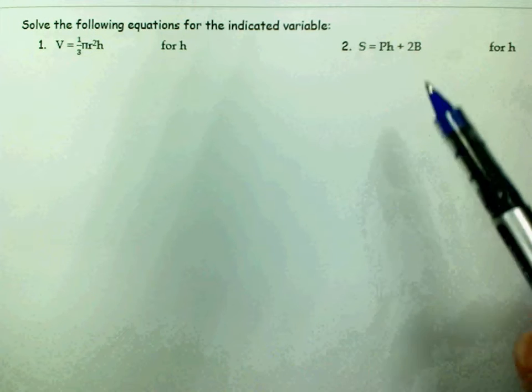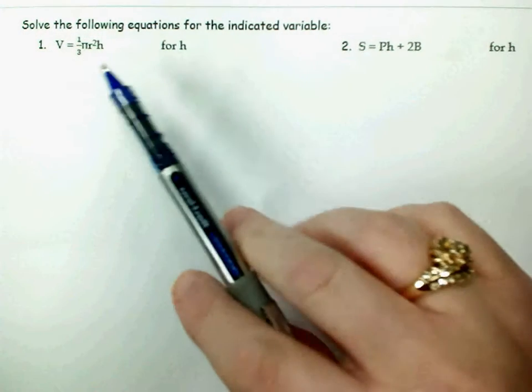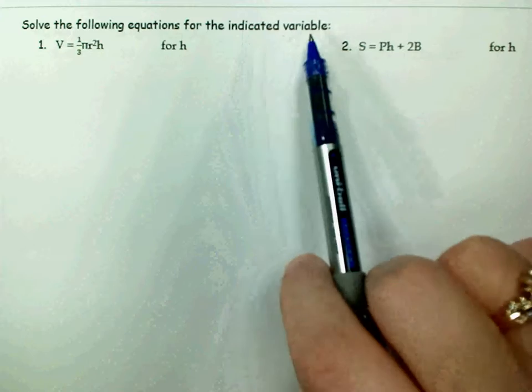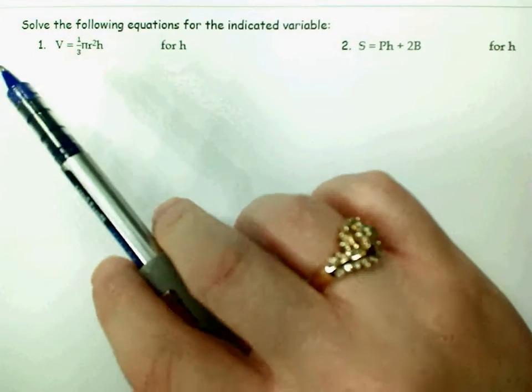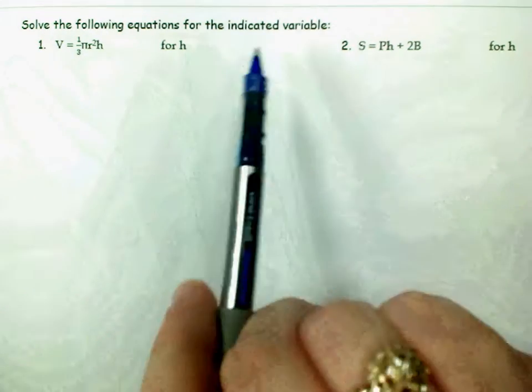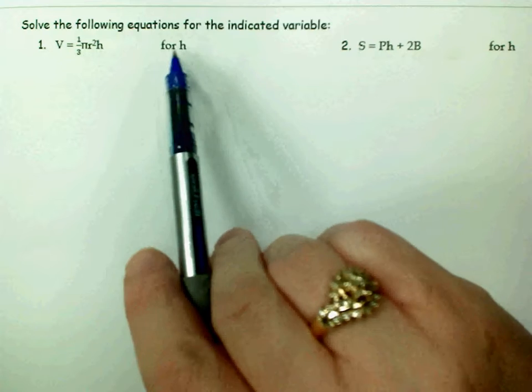For numbers 1 and 2, you have some literal equations, is what we call them. They're typically formulas, but what you're asked to do is to solve for the indicated variable. So to solve doesn't mean you're going to get a number answer. It just means to get that variable isolated. So on number 1, it says you're solving for h.